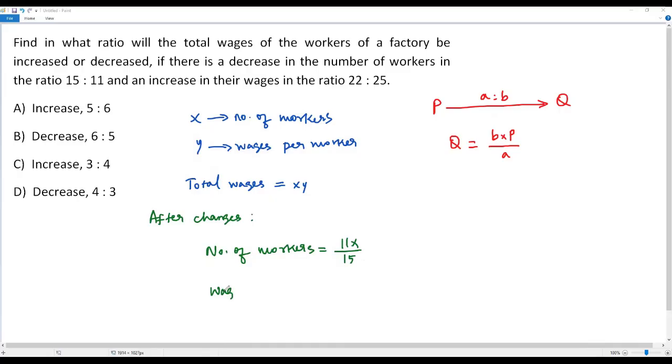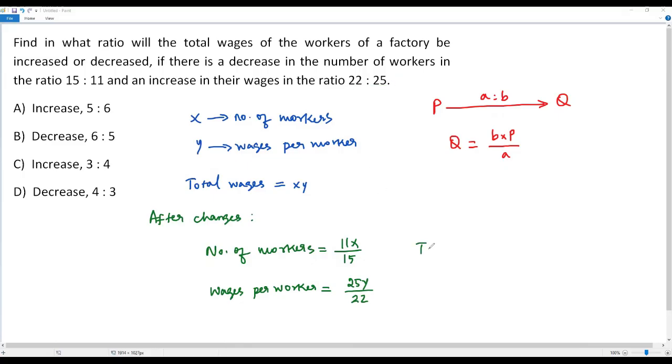Now let me find the wages paid per worker. The same formula we have to use. That is, we multiply the second term of the ratio by the original quantity Y, 25Y. It has to be divided by the first term of the ratio, that is 22. Now I got the wages paid per worker after the increase in the wages in the ratio 22 to 25.